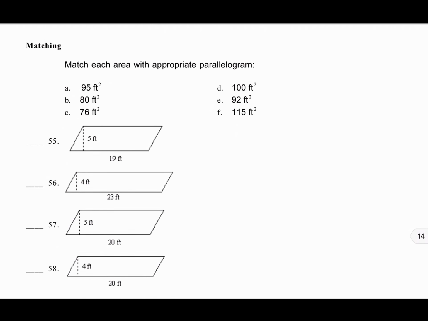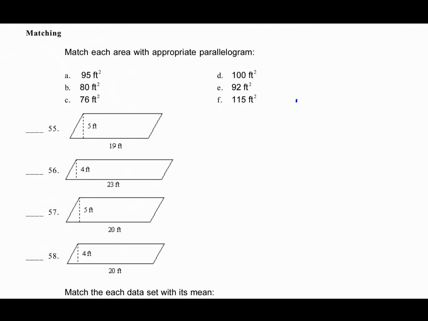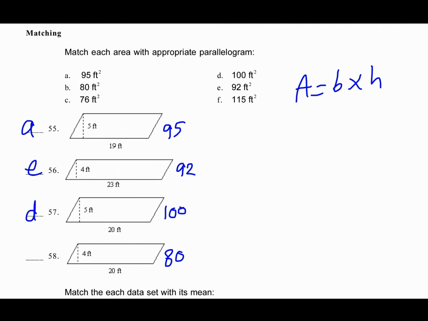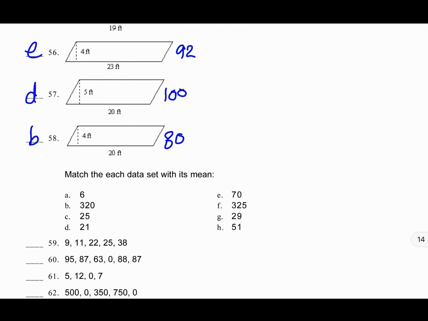Next question, matching. As we know, area of parallelogram equals base times height. So first one, 5 times 19 equals 95, which is A. 4 times 23 equals 92, which is E. And 5 times 20 equals 100, which is D. And 4 times 20 equals 80, which is B. Every time, multiply base times height.